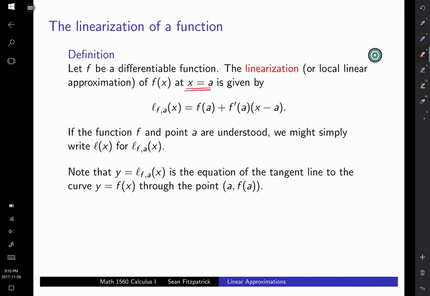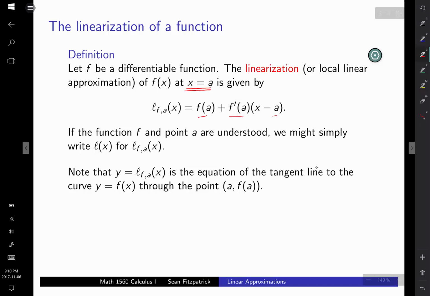If we move to a different point, then we would have to change the values for f of a, for f prime of a, and of course for a. We would need a different linear function at a different point. But as long as we stick around the neighborhood of that point, we don't move too far away, then this linear function is a good approximation for what we started with, right?